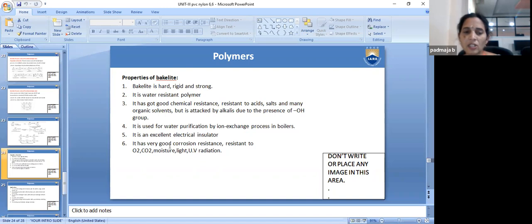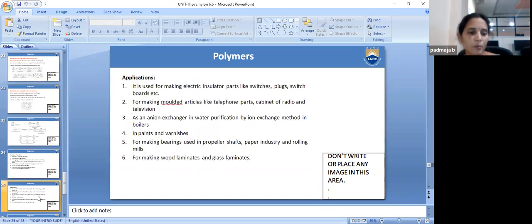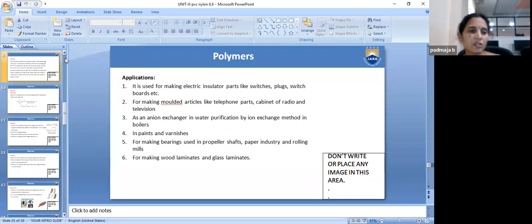Good electrical insulator. It is resistant to O2, CO2, moisture, light, UV radiation. So the 6 points you have to remember, properties of Bakelite. Now students, tell me applications of Bakelite.